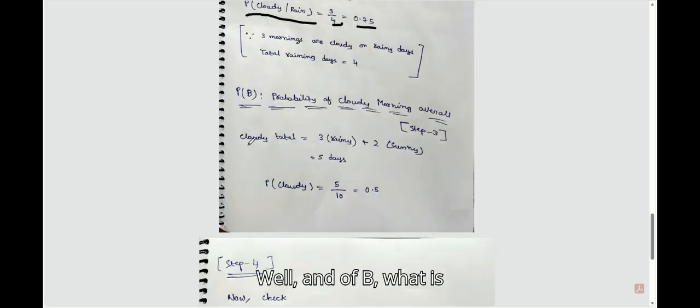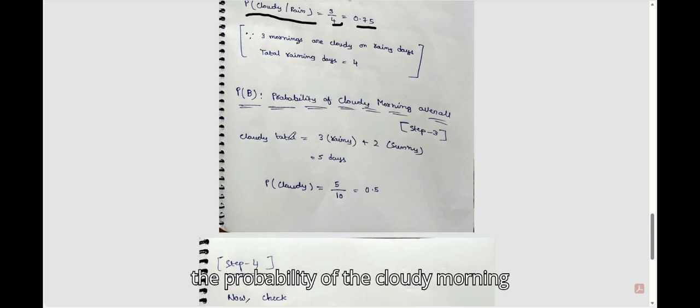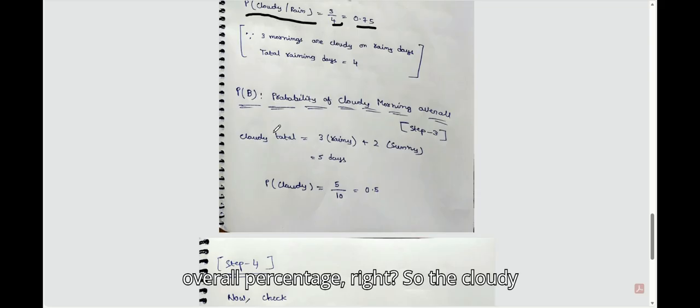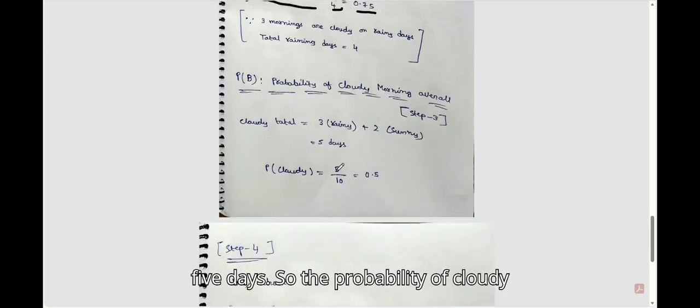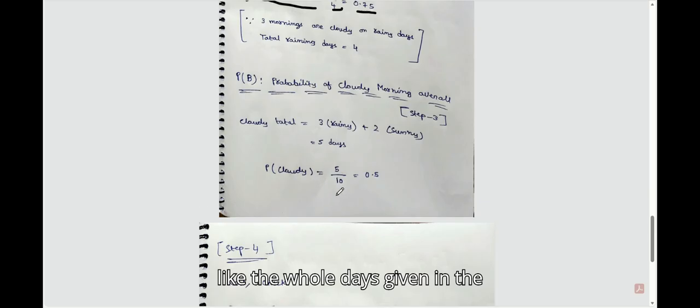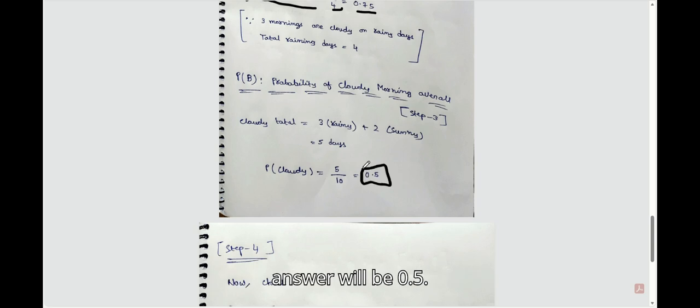Well, and P of B. What is P of B? It is the probability of a cloudy morning overall. We need to consider the overall percentage, right? The cloudy total is 3 plus 2, because there are 3 on rainy days and 2 on sunny days. So total 5 days. So the probability of cloudy will be 5 over the whole days given in the question, so that will be 10. So the answer will be 0.5.